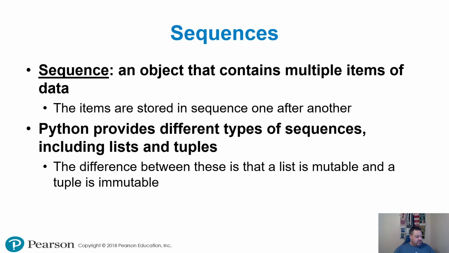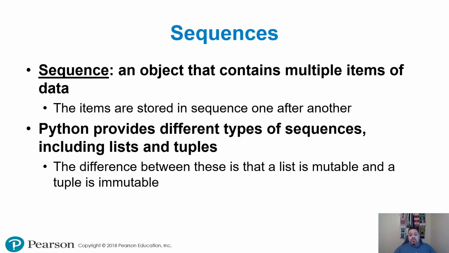A sequence. What is a sequence? It's basically an object that contains multiple items of data. And we'll see what this looks like in code shortly. Python has 2 types of sequences, lists and tuples. The difference, as the book will tell you, is that a list is mutable and a tuple is immutable. What does that mean? What is mutable and immutable?